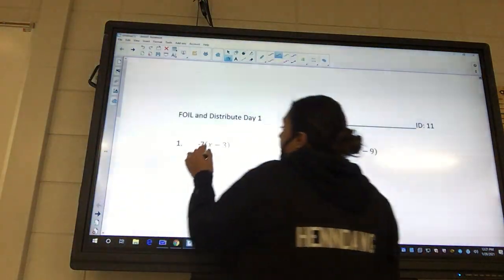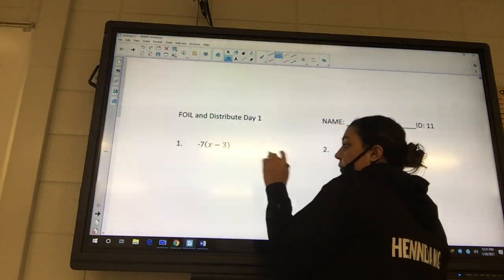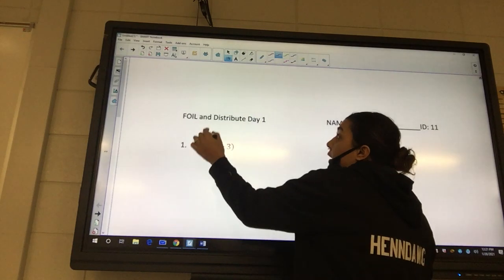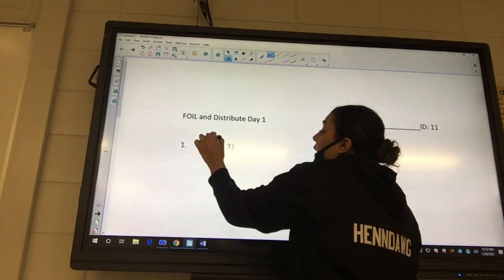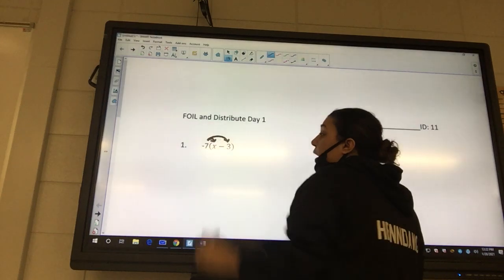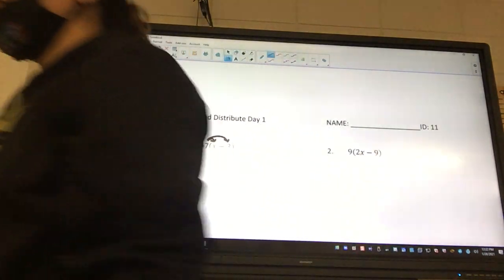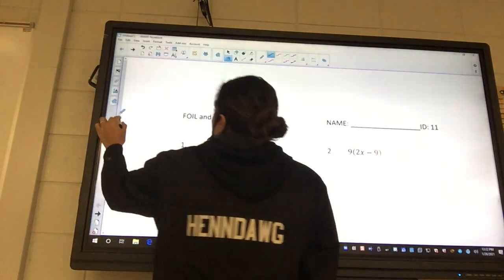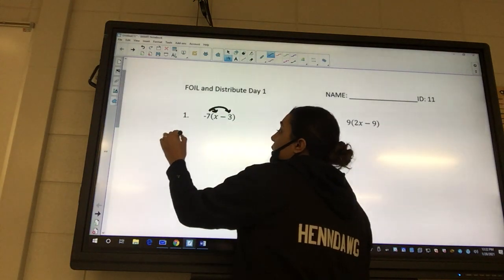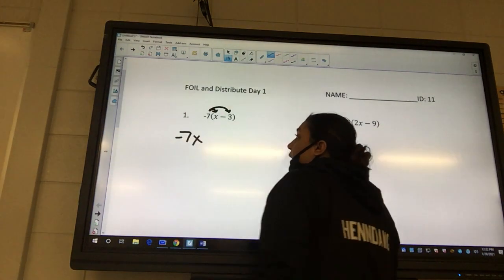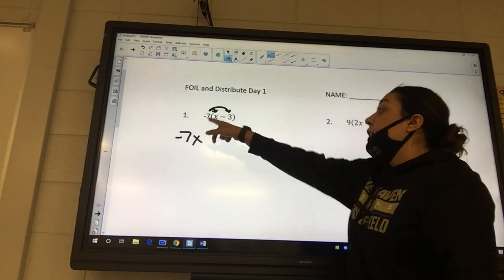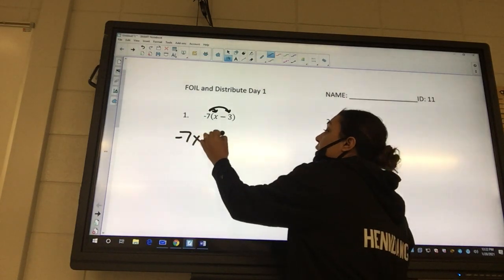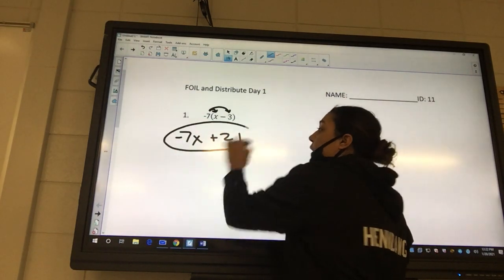So it's just a review, and we're just doing it today. So how do we get rid of parentheses? You distribute. We've got to distribute, okay? So that means that I need to multiply that -7 times every number on the inside. So -7 times x is just going to be -7x, plus 21. And then -7 times -3 is going to be +21. That's all. That's it.